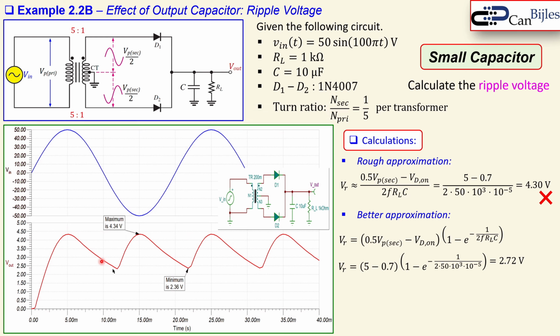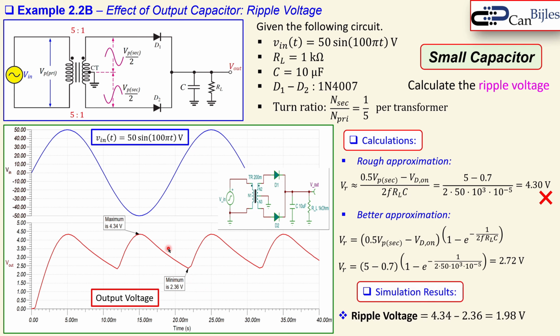Now look at the simulator. The red one is the output, the blue one is the input, 4.34 and 2.36. So now the maximum and minimum of the output voltage, the simulated result will give me then 1.98, let's say 2 volts. So I have now 740 millivolts difference. Again, the difference is really due to that period we use here as 1 over 2F, which is larger, and we have a smaller period here.